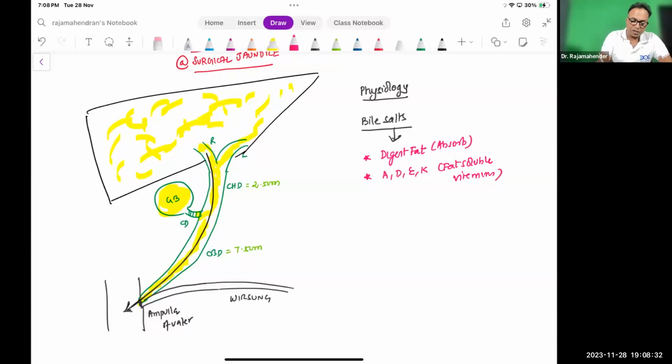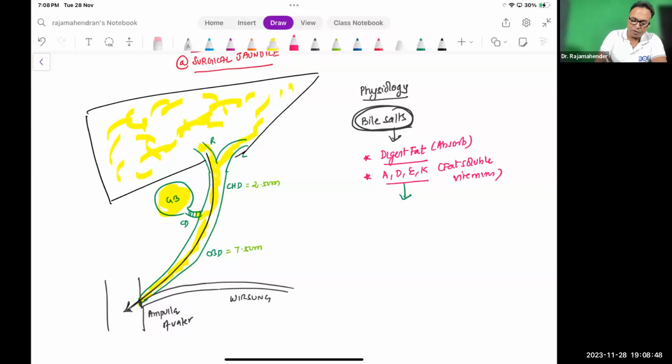So when there is no bile salt in an obstructive jaundice patient, bile salts are not entering into the GIT. When the bile salts are not entering into the GIT, fat is not digested, number one. Number two, there will be deficiency of ADEK.